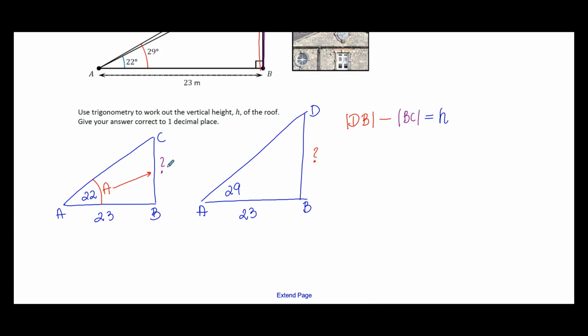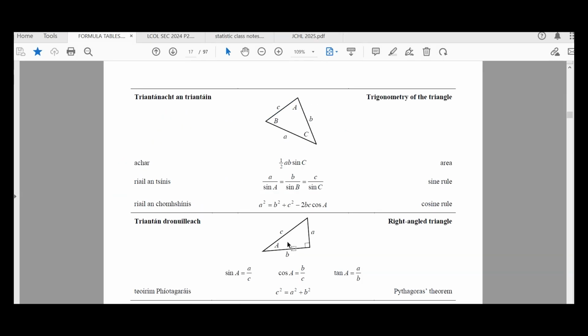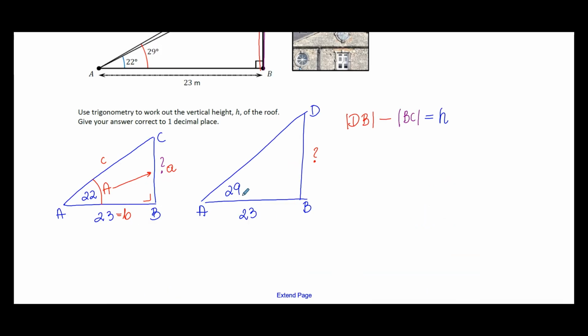The side opposite that angle is small a. Then we have a right angle. The side opposite the right angle is C. That means this side is B. Again, look at your maths tables: angle A, side opposite is a; right angle, side opposite is C, and therefore we are left with B. So again, in my second triangle, that is my angle A, side opposite is a. This is the right angle, side opposite is C. That leaves me with B.